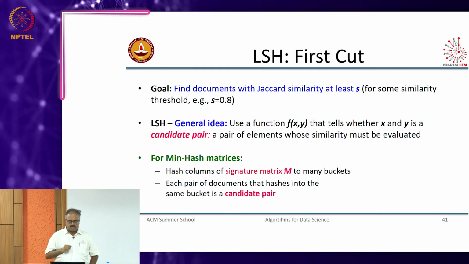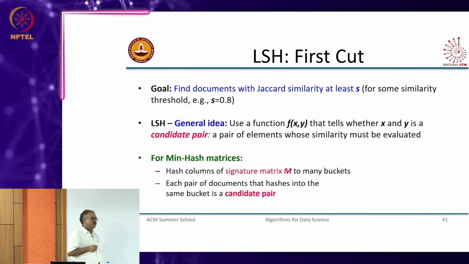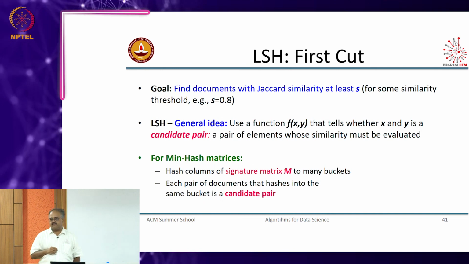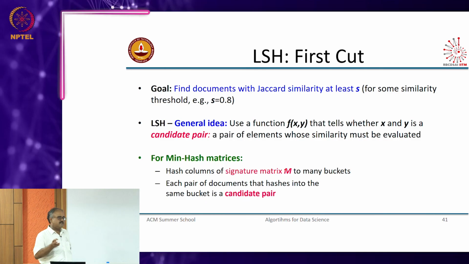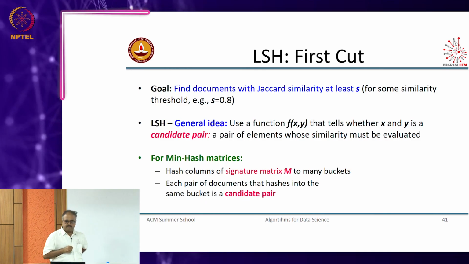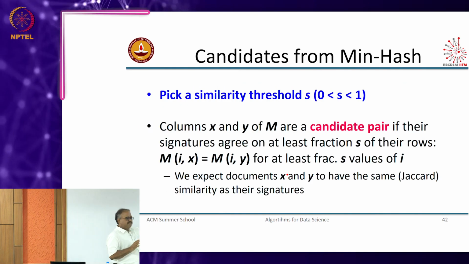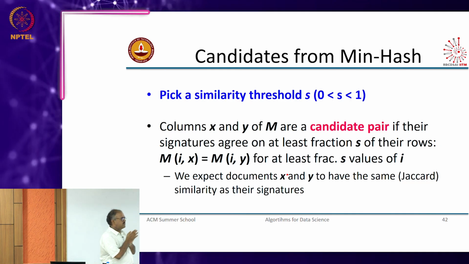So the goal is, now I want to find documents such that their Jaccard similarity is at least some threshold, right. So basically Jaccard similarity, let us say, is 0.8, or the Jaccard distance is at most 0.2. So that's basically what I am looking at. Let's do the first cut version, and then I'll talk about amplifying it. We'll start from that in the next lecture.